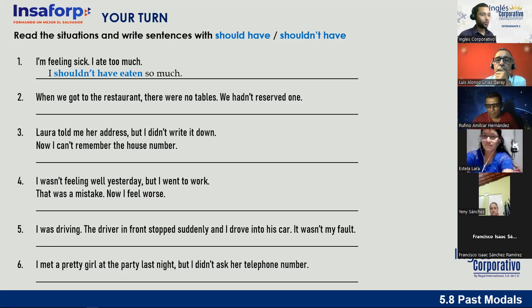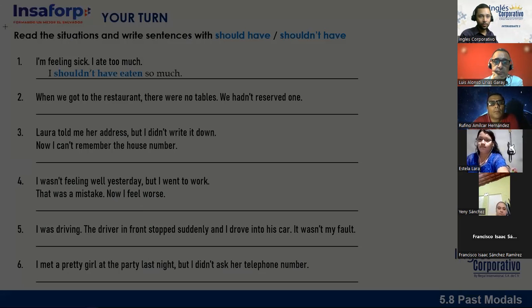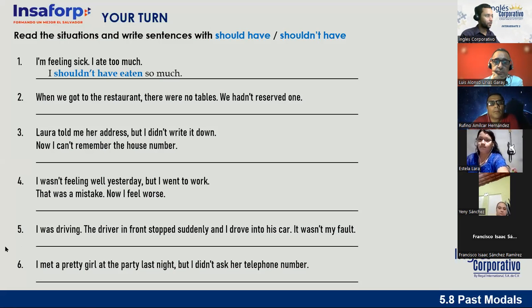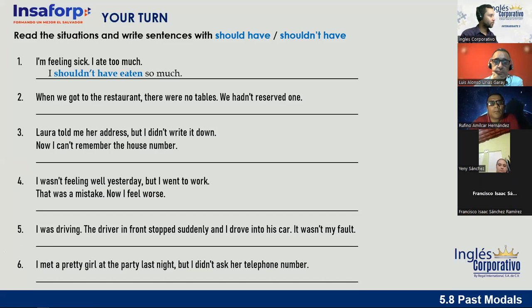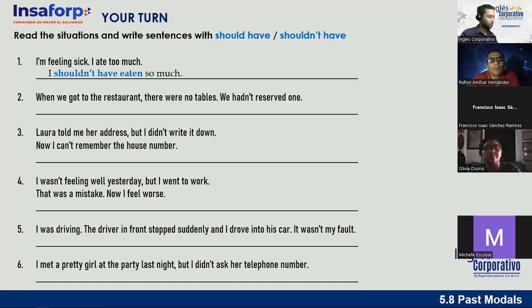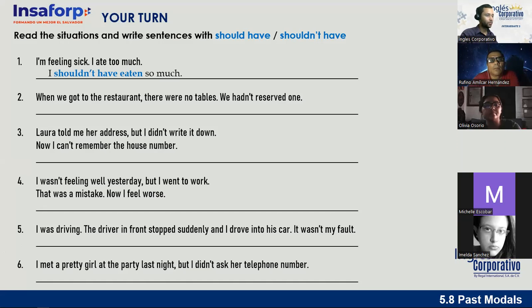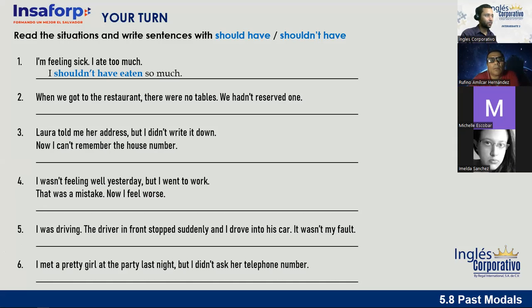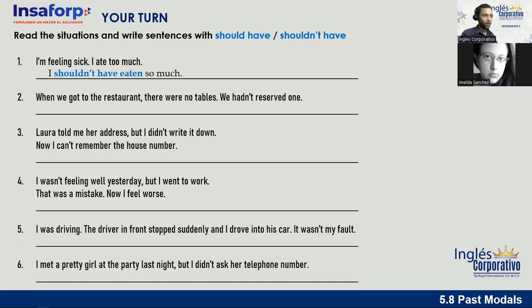I'm going to open the breakout rooms now. And as usual, I'm going to send this picture, this exercise via WhatsApp so you can have it. Everybody, please join your breakout rooms now. Okay, I just sent the exercise via WhatsApp. You can check your phone and you will find it there. I'm going to start visiting the breakout rooms now.